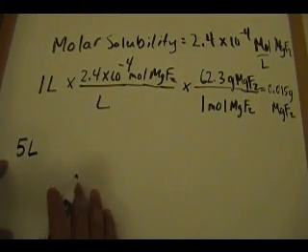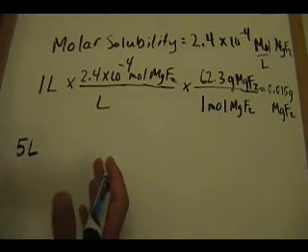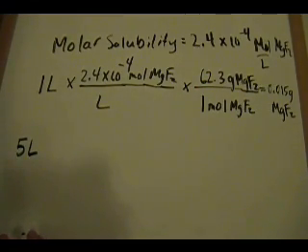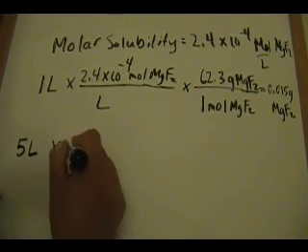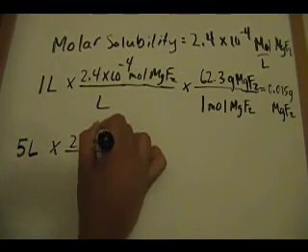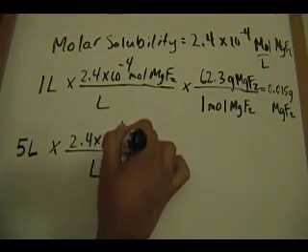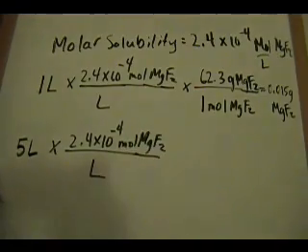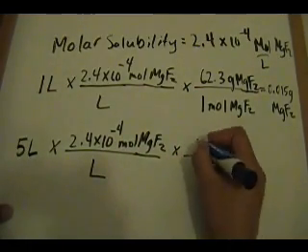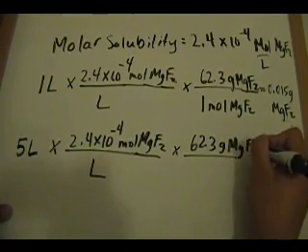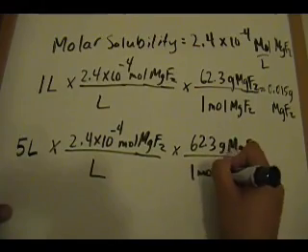Welcome back, everybody. We're dealing with what if we had 5 liters of water. How would things change? We guessed that if we have more water, more of it will dissolve. So let's see what happens. We looked at sodium chloride as an example. Again, we multiply this by the molar solubility of magnesium fluoride, and then by the molar mass, 62.3 grams of magnesium fluoride per 1 mole of magnesium fluoride.